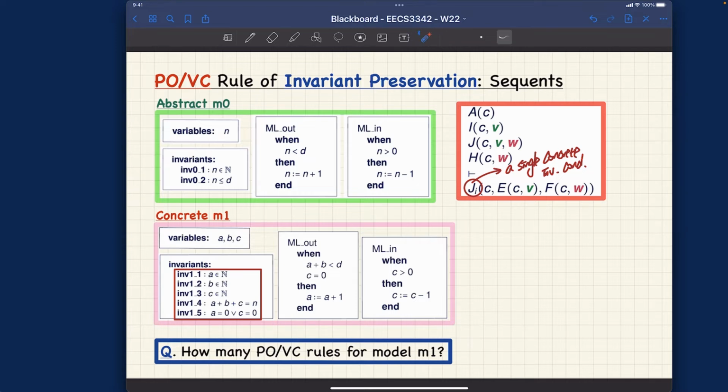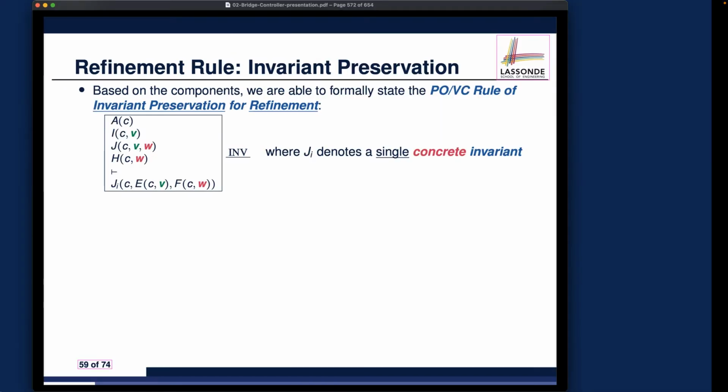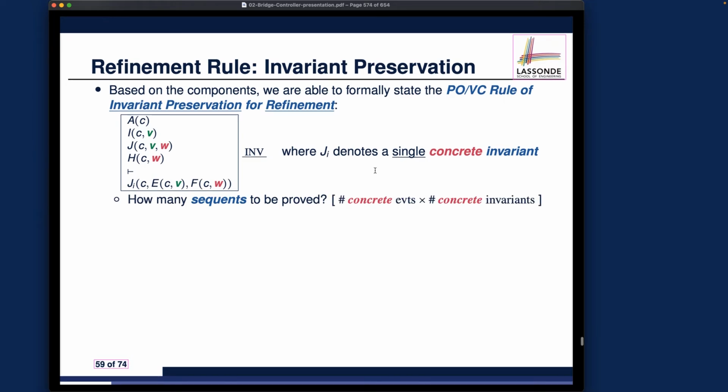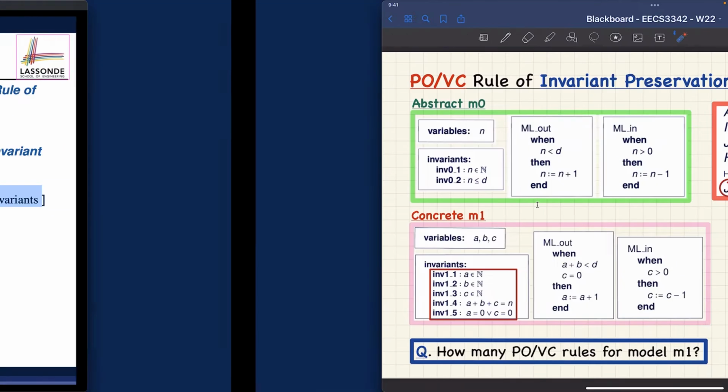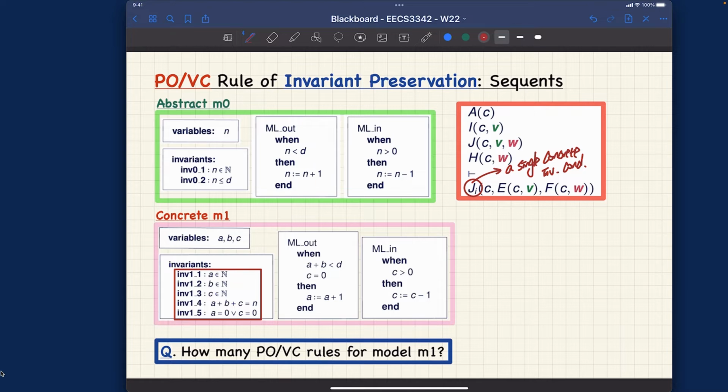For the lecture, I will just help you formulate 2 of them, and the rest of the 8 sequents to be formulated will be up to you as an exercise. If you go back to the slides over here, you can see the formula is really about the number of concrete events multiplied by the number of concrete invariants, as I just mentioned. So we have 10 in total. Let me just write down the math directly: the number of concrete events multiplied by the number of concrete invariants. It will be 10. So we have 10 sequents in total to be formulated and proved completely.